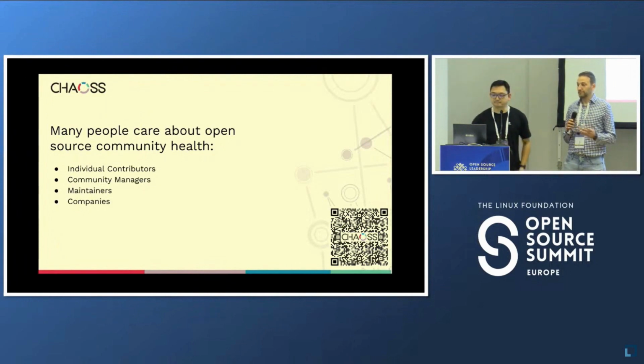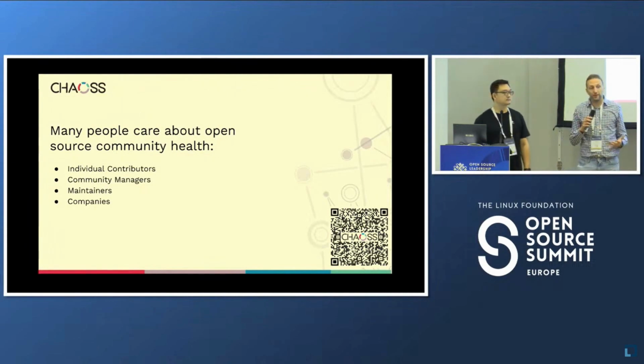Indeed, the concept of health is something subjective, probably, to our minds. So we try to define what health means with a metric. We may bring 10, 15 metrics, right? This is what we are trying to define in CHAOSS.